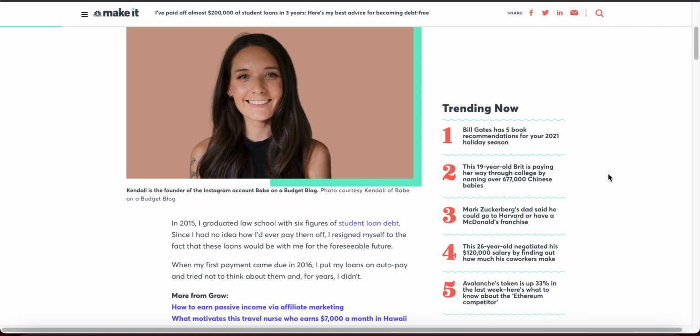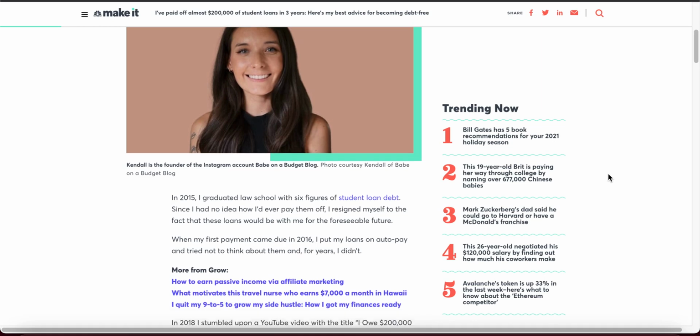And that's like a really scary thing. Like, you should never do that. You should never put things on auto pay and 100% forget them in terms of paying off your debt.